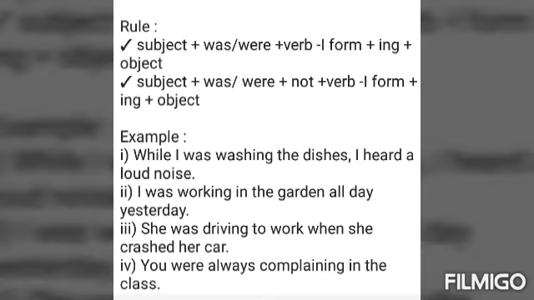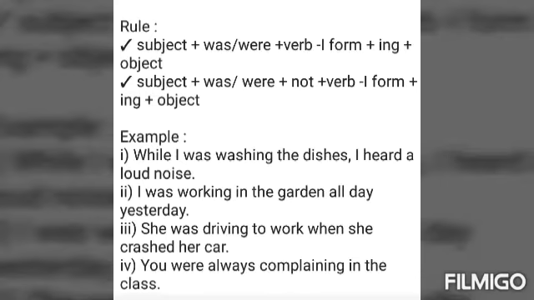Here was/were is the helping verb for past continuous tense, and verb first form plus ing will be the same one. Okay. So here was is used with I, he, she, it. And when it comes to we, you, they, we'll use were there. Let's do the examples to know more about past continuous tense.